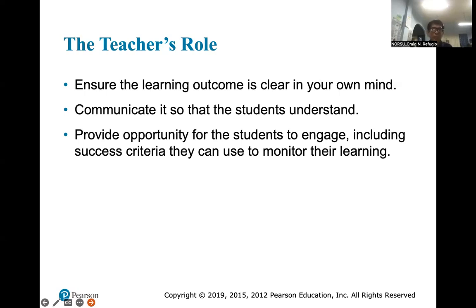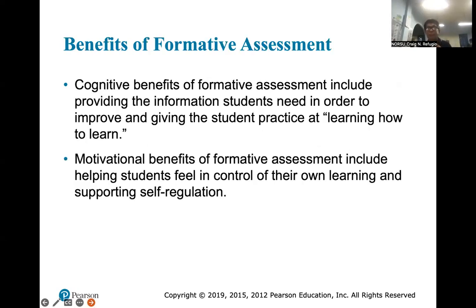So provide opportunity for the students to engage, including success criteria they can use to monitor their learning. Benefits of formative assessment. Cognitive benefits of formative assessment include providing the information students need in order to improve and giving students practice at learning how to learn. So take note, learning how to learn.